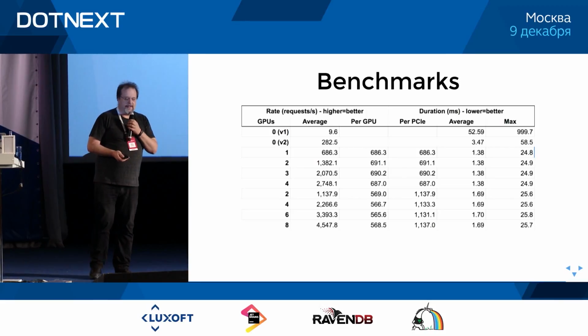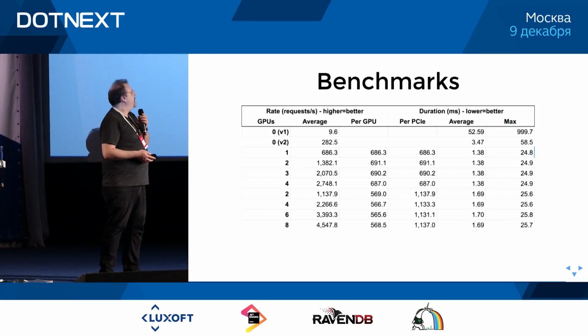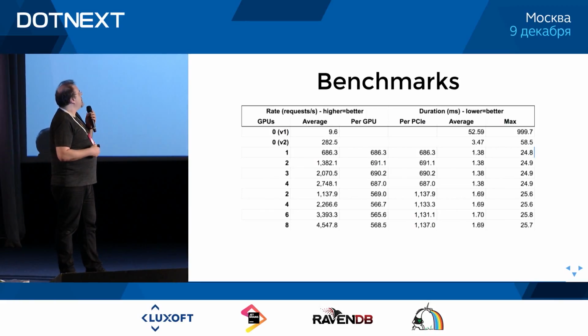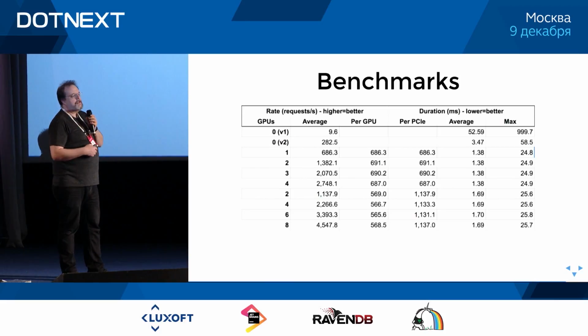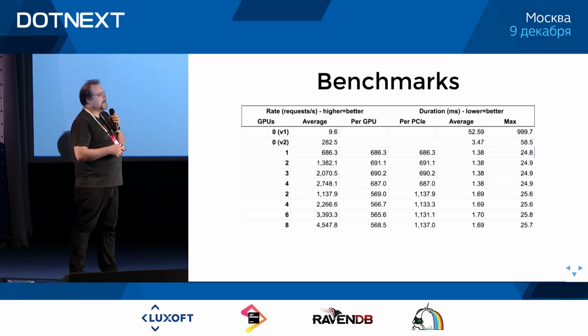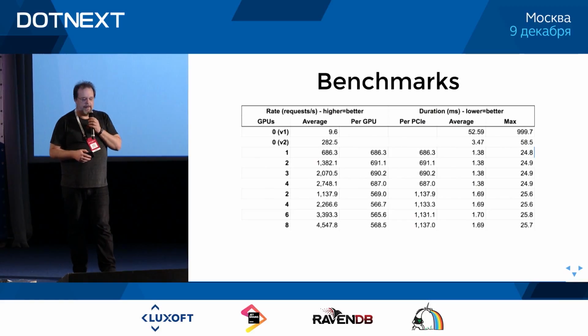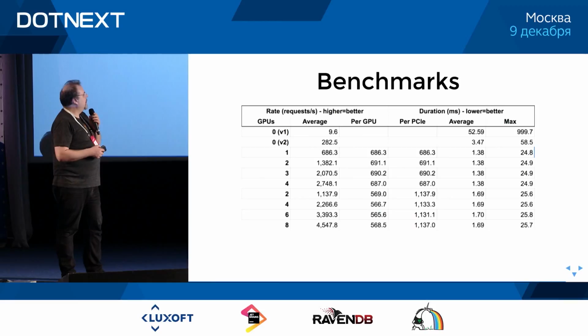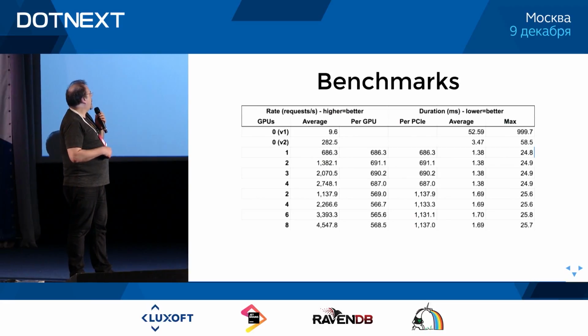So these are some benchmarks. This is really cutting edge stuff. This is version 1 of the tag engine, zero GPUs. On average, we were running 52 milliseconds per query. And the new version, this is just CPU, 3 milliseconds. And this is the number of GPUs.